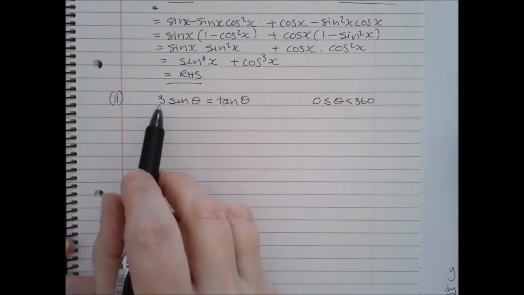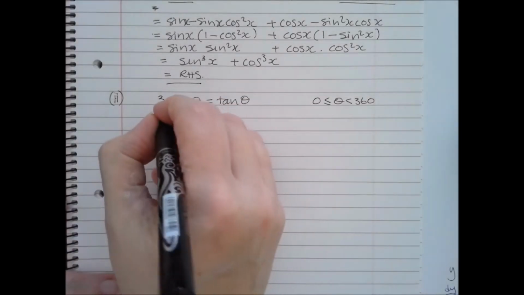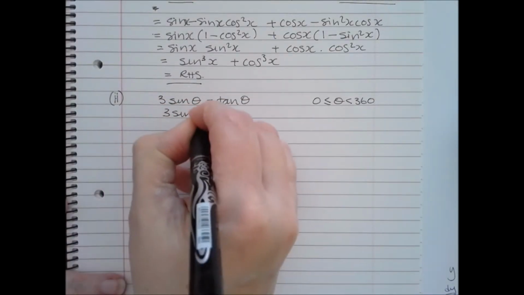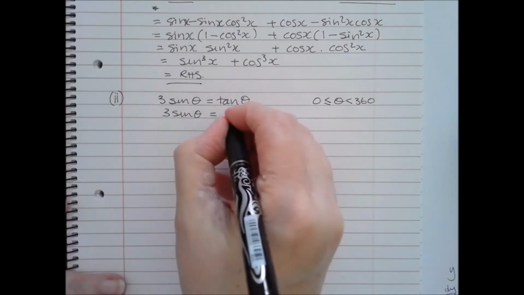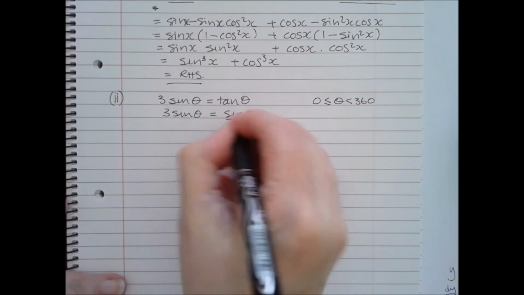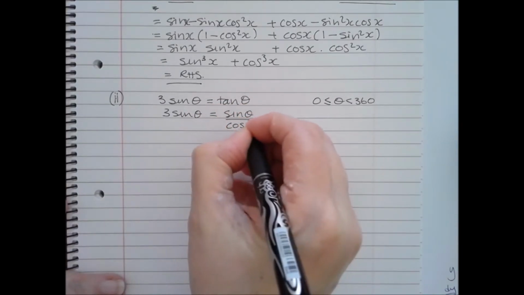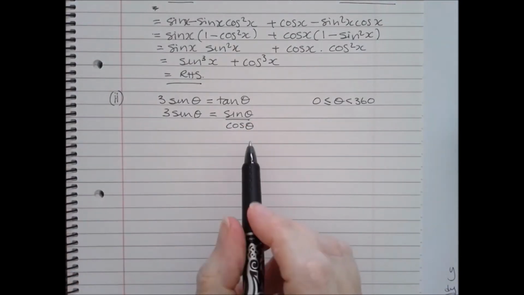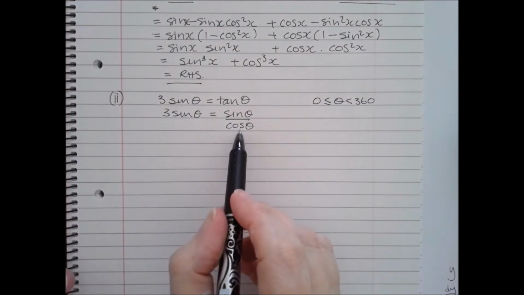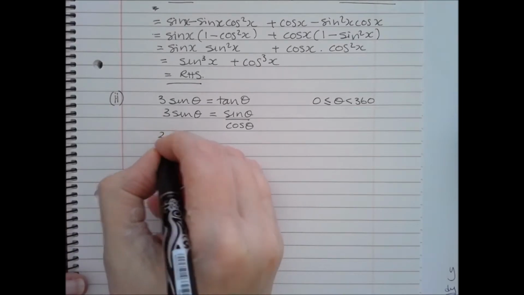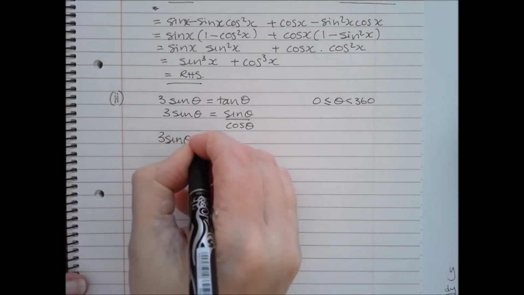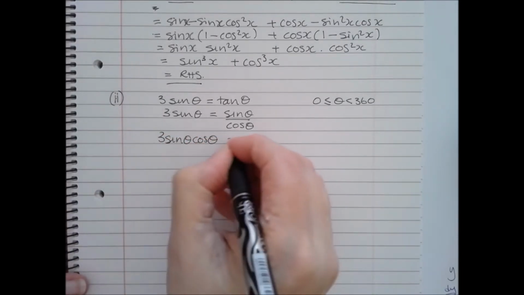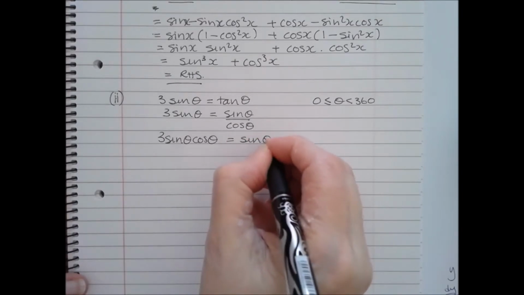Part 2 then wants us to solve this equation. So I can't do anything with sine theta, but I can replace my tan theta with sine theta over cos theta. Now when I'm solving equations I don't particularly want fractions, so I'm going to multiply through by cos theta. So I get 3 sine theta cos theta equals sine theta.